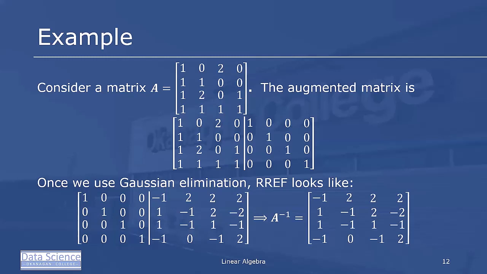If we apply Gaussian elimination to this matrix and take it all the way to reduced row echelon form, we get a matrix that looks like 1, 0, 0, 0, negative 1, 2, 2, 2, 0, 1, 0, 0, 1, negative 1, 2, negative 2, 0, 0, 1, 0, 1, negative 1, 1, negative 1, 0, 0, 0, 1, negative 1, 0, negative 1, 2. The right side of that vertical line is then A inverse.